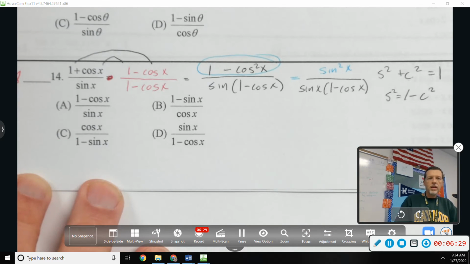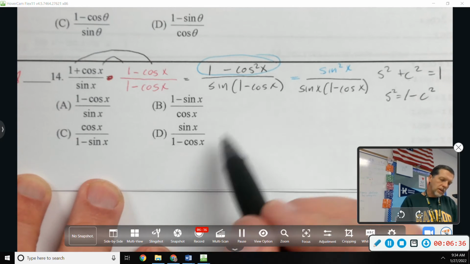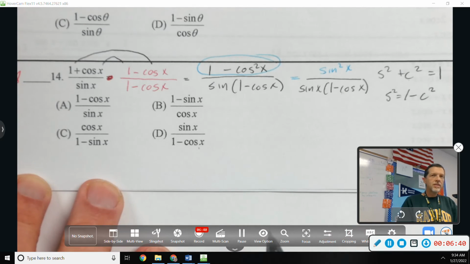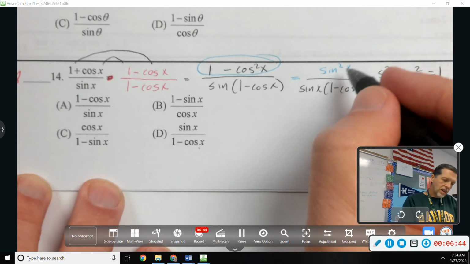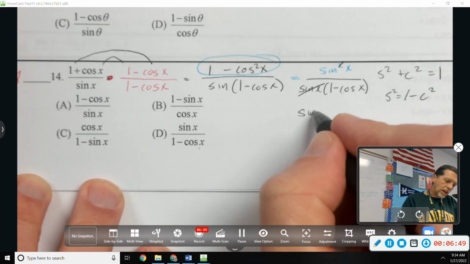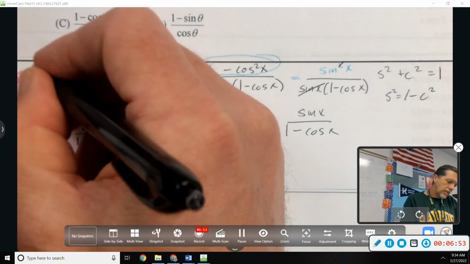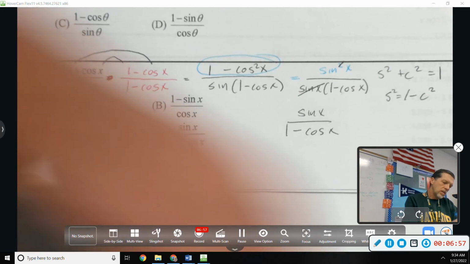And then, I'm also looking at my answers. It's kind of looking like D because there's a 1 minus cosine in the bottom. What can I do? One of the sines would cancel, sine squared over sine, and I'd be left with sine of x over 1 minus cosine x. I saw that it was either C or D right away.